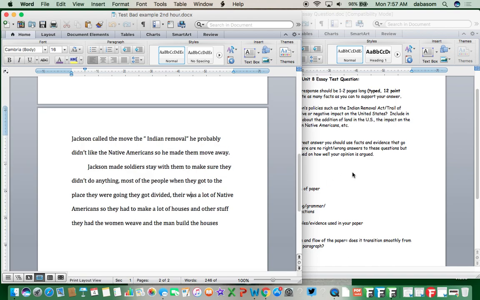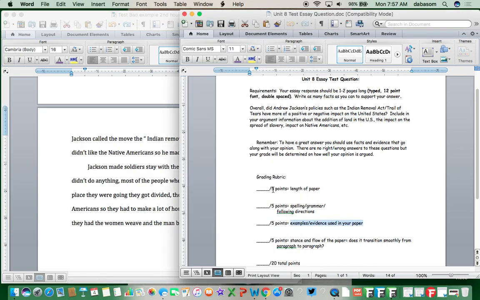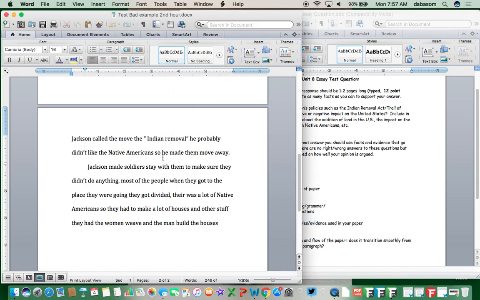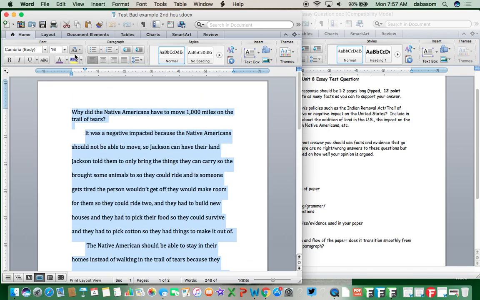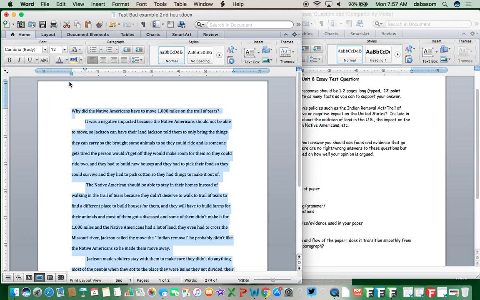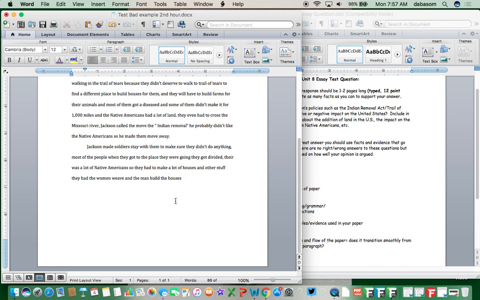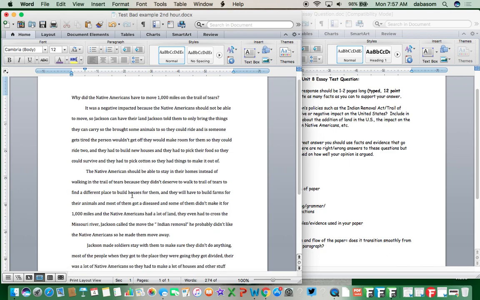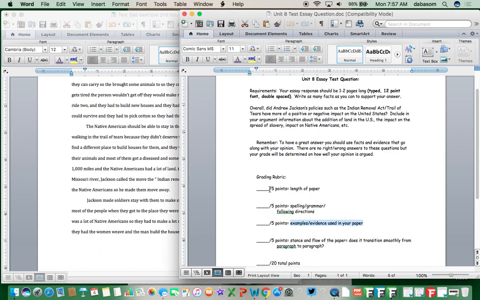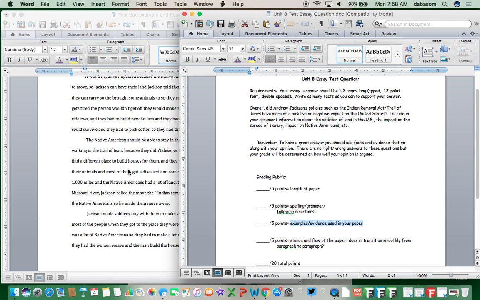Alright, so let's take a look at our grading rubric. Length of the paper. Again, your requirement is 1 to 2 pages long, typed in 12-point font and double spaced. So when we look at this, first off, take a look. 16-point font needs to be in what? 12. So if you put it in a different font, I will be putting it in the correct font, which is 12-point, and looking. Is this a full page? No. It's about, probably 80% done. So I would give this person a 4 out of 5 for the length of their paper.